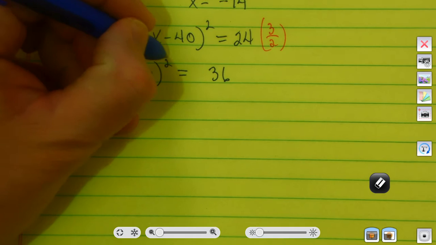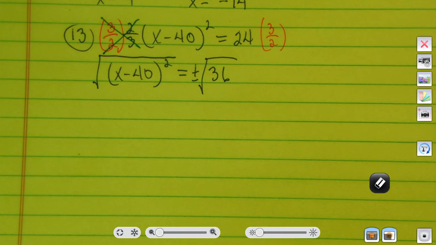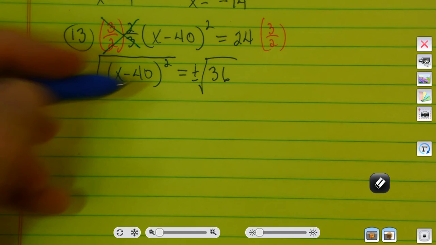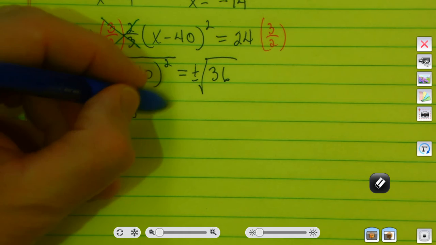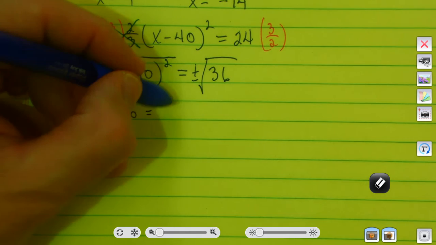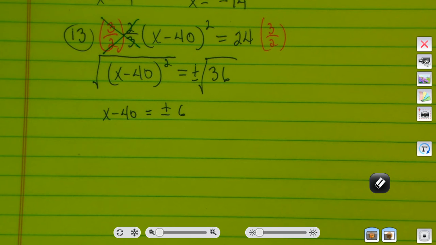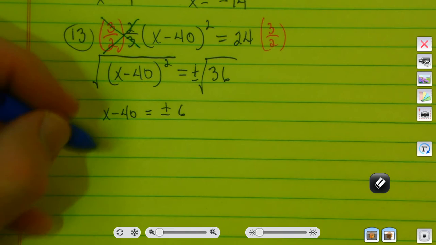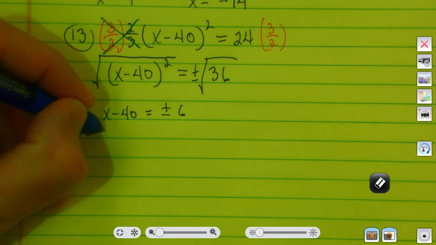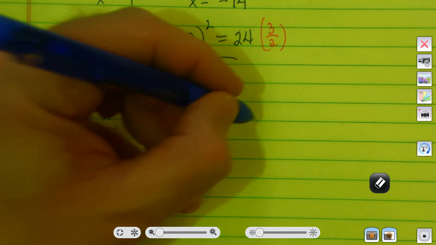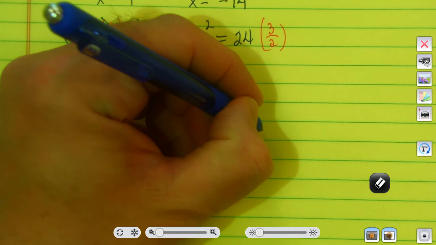Then I'm going to take the square root of both sides. So the square root of x minus 40 squared is just x minus 40. And the square root of 36 is plus or minus 6. Two problems, x minus 40 equals 6, and x minus 40 equals negative 6.